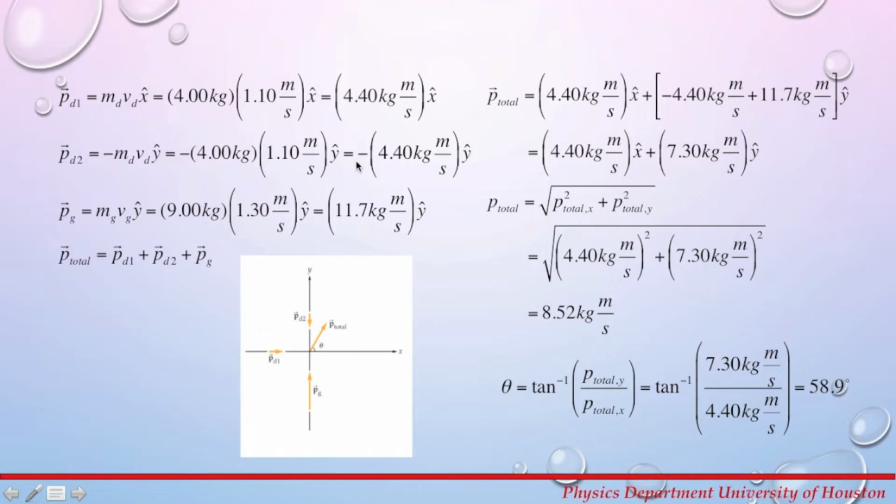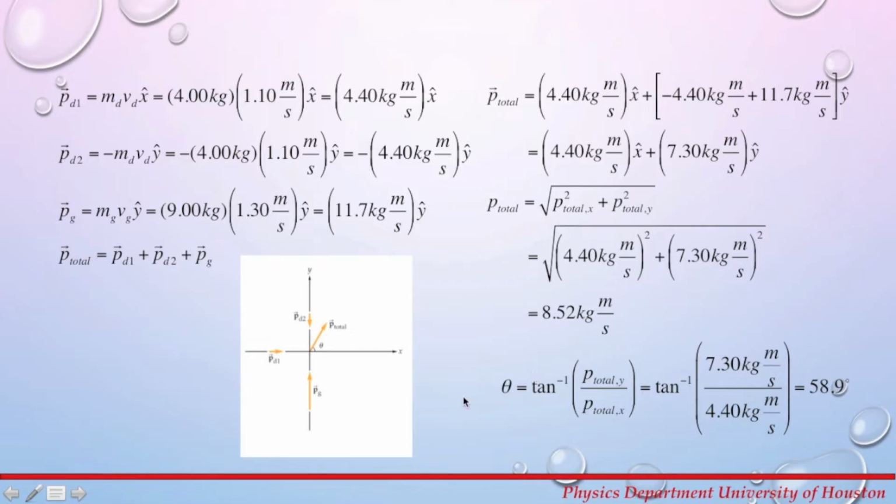And then duck number 2 and the goose had momentum in the y direction. Duck number 2 in the negative y direction, and the goose in the positive y direction. By adding these two, we are going to get the component of the total momentum in the y direction, and it's going to be equal to 7.30 kilogram meters per second. Now you remember from the experiment when you did the vector addition, the magnitude of the total momentum is going to be the square root of the components squared, and we get that the magnitude of the total momentum is equal to 8.52 kilogram meters per second.